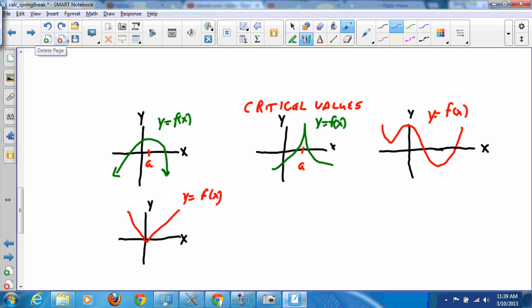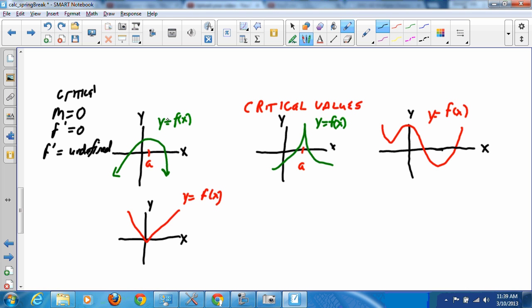Okay, so just a quick word about critical values. Critical values are points on a graph where the slope is equal to 0, and the slope equals 0 implies that the first derivative is equal to 0, or where the first derivative is undefined.